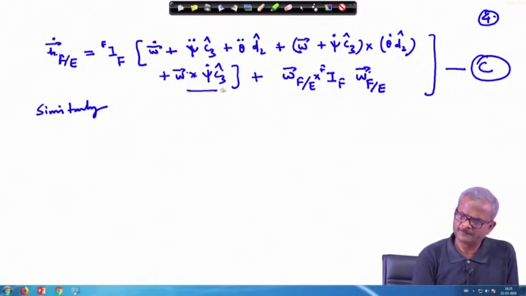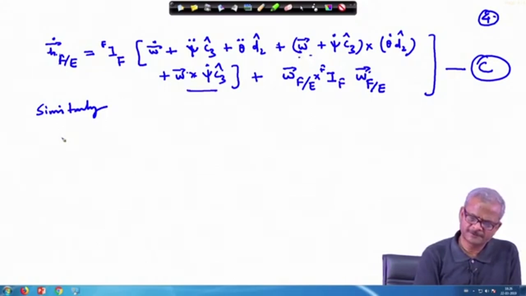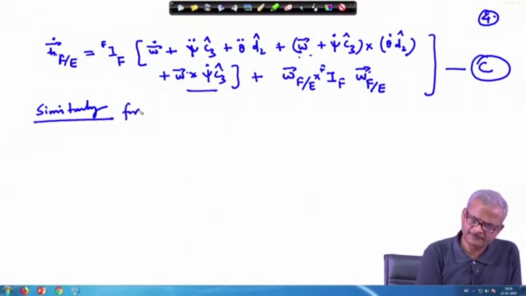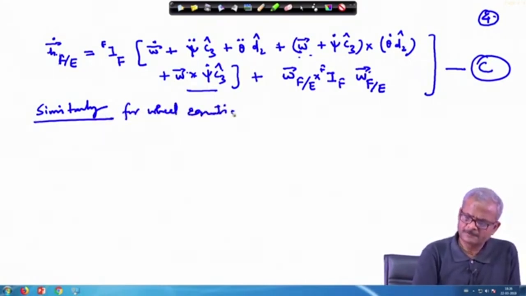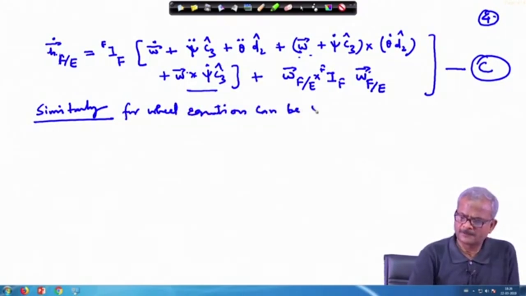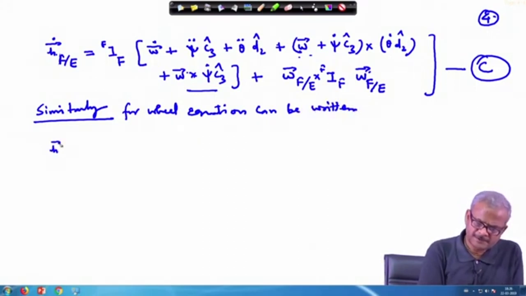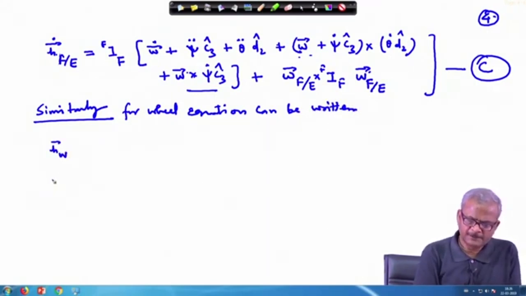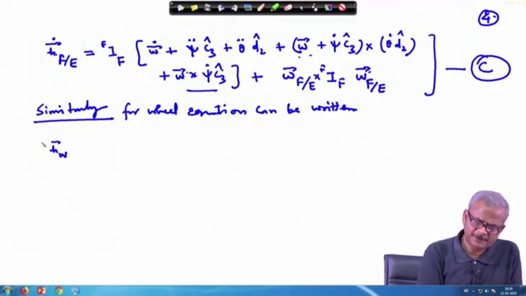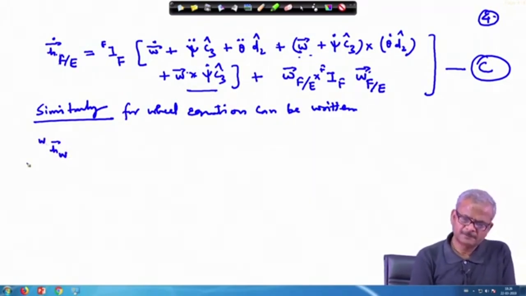This term we could have written before this, it is okay, that is fine, it does not matter. Similarly, we write for the wheel equation can be written. Okay. So, in that case h wheel we are writing and that we are writing in the wheel frame itself. Okay. So, wheel is attached to the frame f which is a rotating frame.